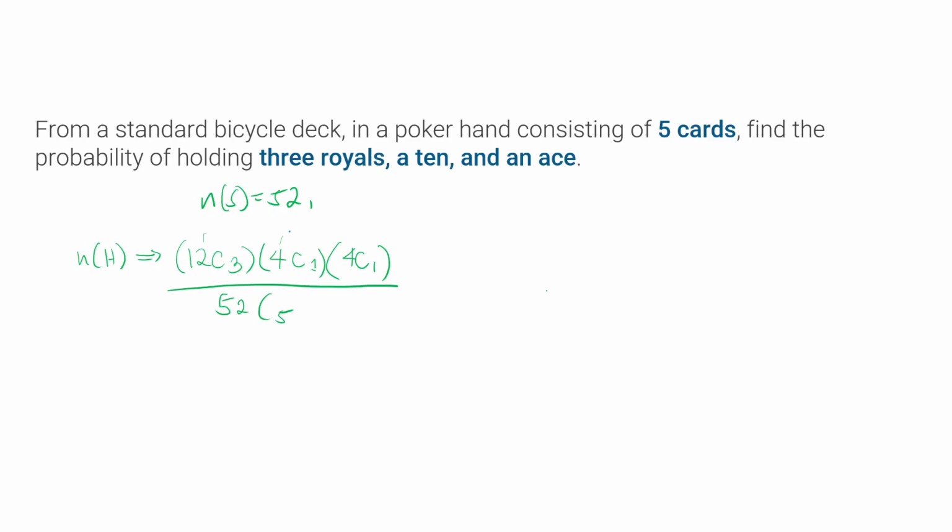Okay, 12 plus 4 plus 4 is equal to 16 or 20, and then 52 combination of 5. Now, sir, what happens to the other one? So we need to have what? We need to have a total of 52, di ba?